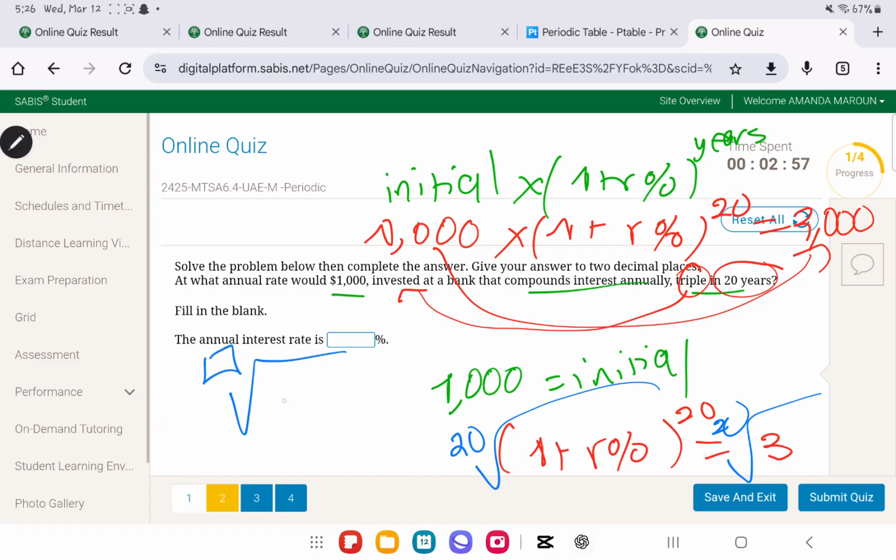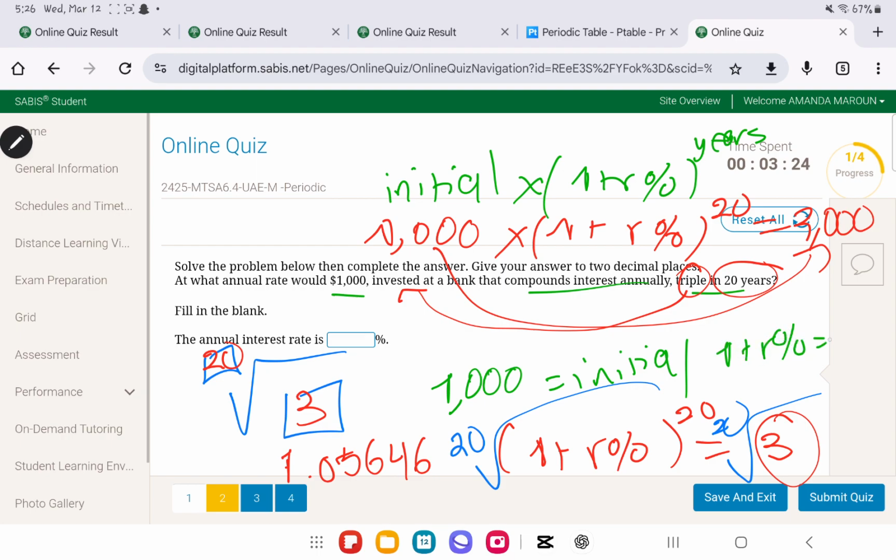A root, with a box and a box over here. So in this box, we're going to put 3. And in this box, we're going to put 20. So it's going to be 20 as the root and 3. So it is the 20th root of 3. You're going to get an answer which is 1.05646, whatever. Okay?